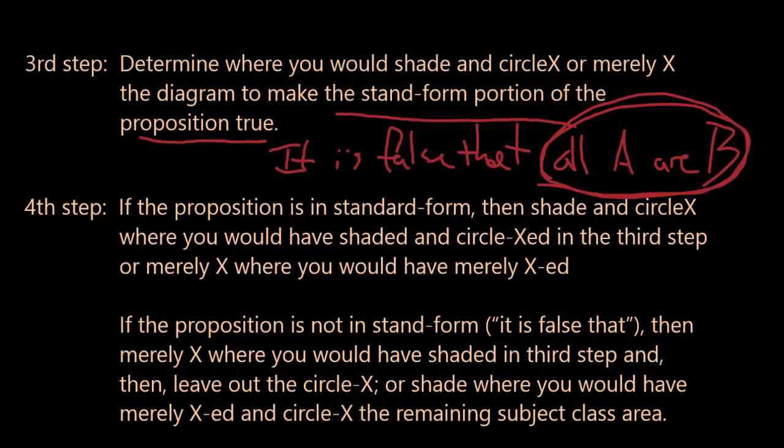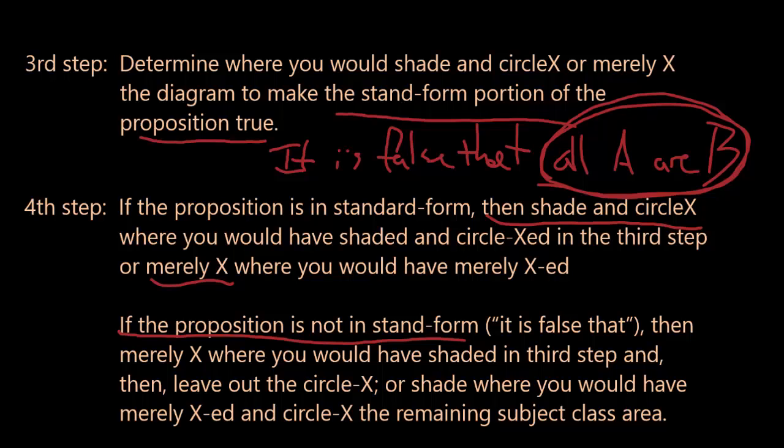So then in the fourth step, if your proposition didn't even have "it is false that" in front of it, then you just shade and circle X or put a mere X how the third step told you to do it. That is, you just go ahead with what the third step tells you. But if it is not in standard form, that is, it's got the "it is false that," then you do the opposite.